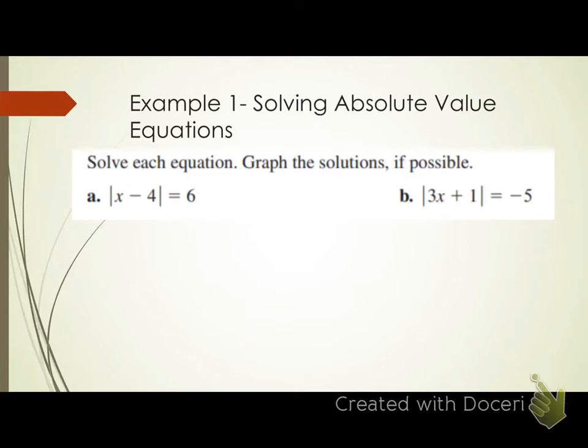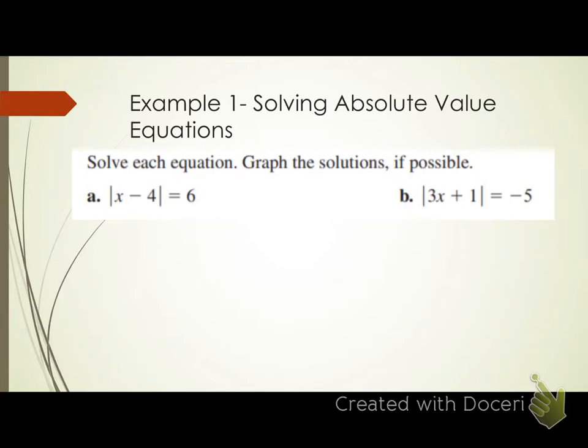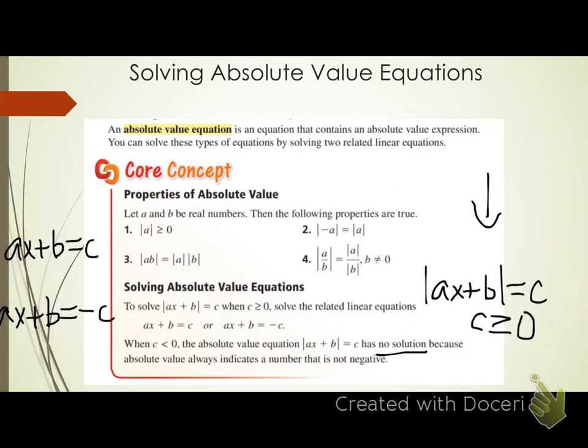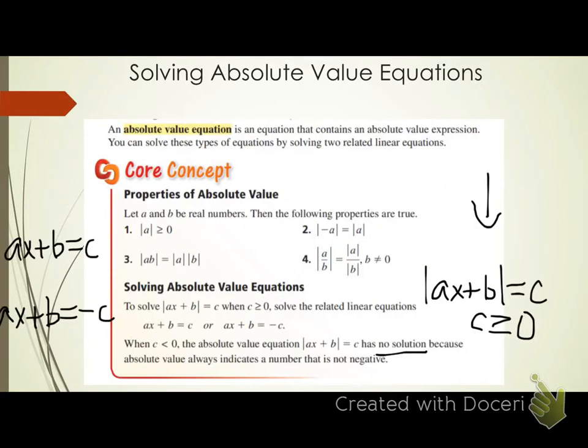So which of these numbers is my C value based on this equation right here? Does everyone see how my C value is 6? Absolute value of AX plus B equals C. My C value is just the number on the right side of the equation. Okay? Is my C value greater than or equal to 0, or is it less than 0? Greater than or equal to 0. It's a positive number, right? So since it's positive, I can set up my two equations.